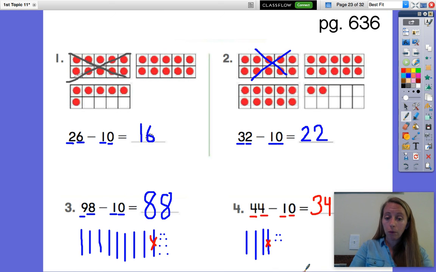Okay, so now what I want you to do is use mental math to help you subtract groups of 10. Open up to page 637 and try the independent practice problems on your own.